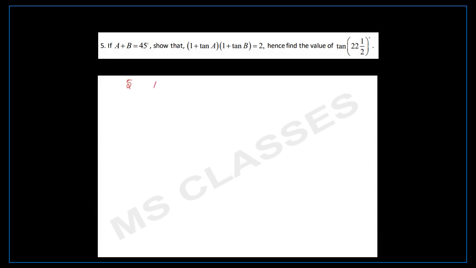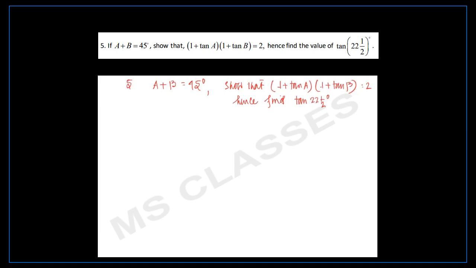It is given A plus B equal to 45 degrees, and we have to show here that (1 plus tan A) into (1 plus tan B) equals 2. And hence we have to find tan 22 and a half degrees. So this is 45. First of all, A plus B is given as 45 degrees, and we have to show this one.